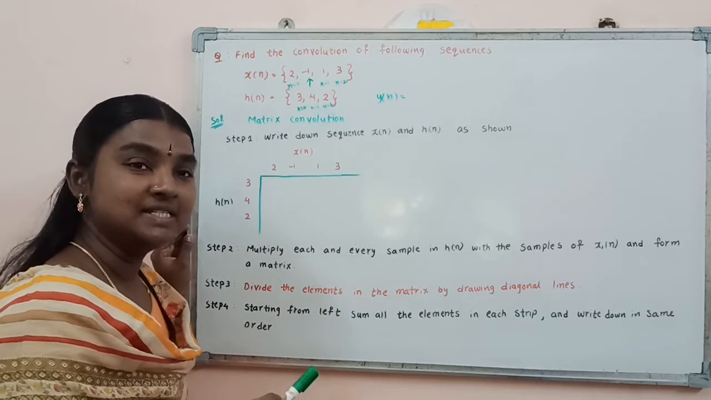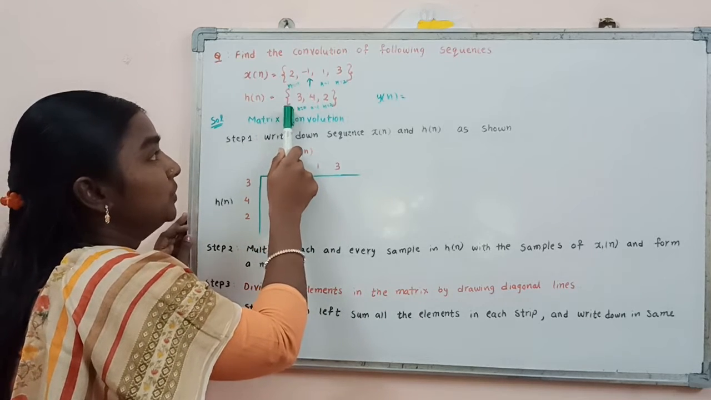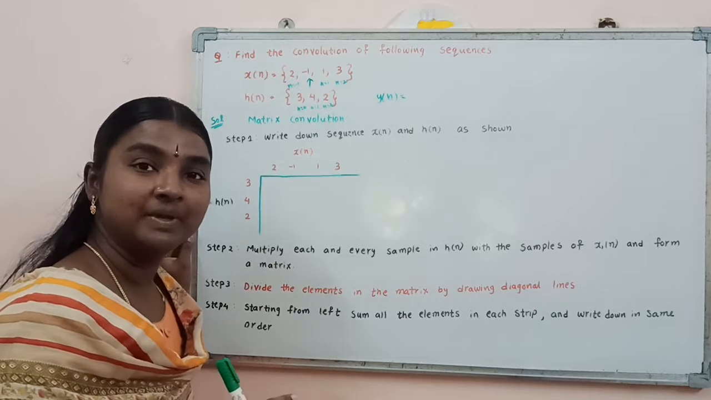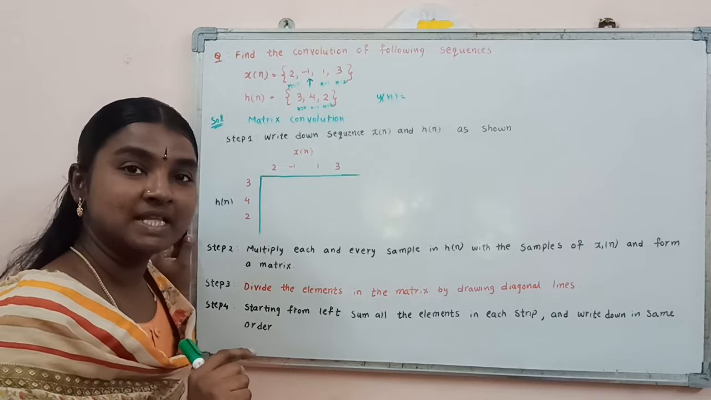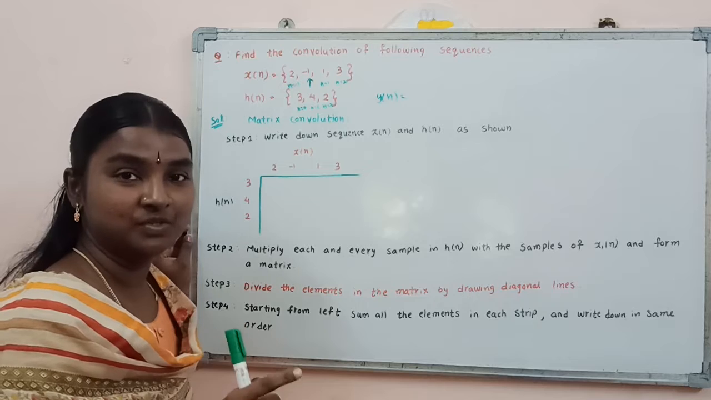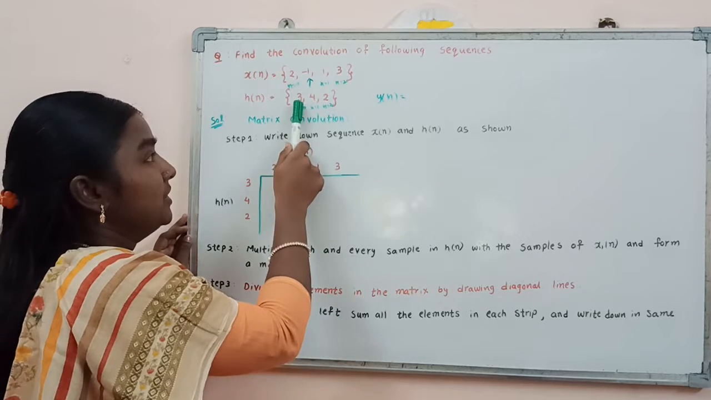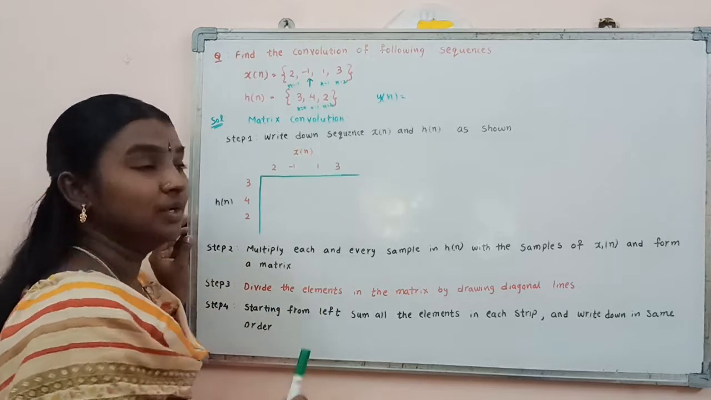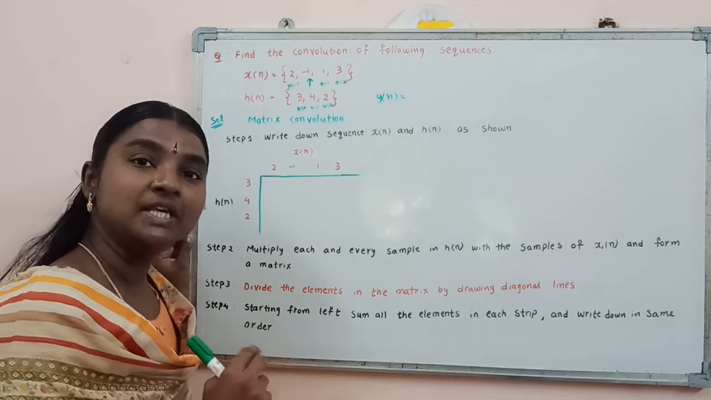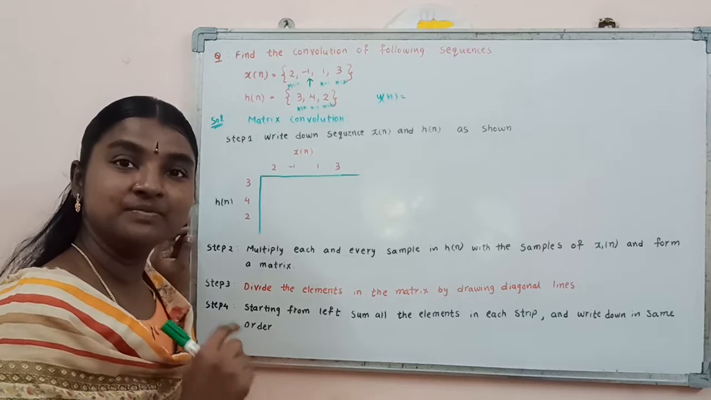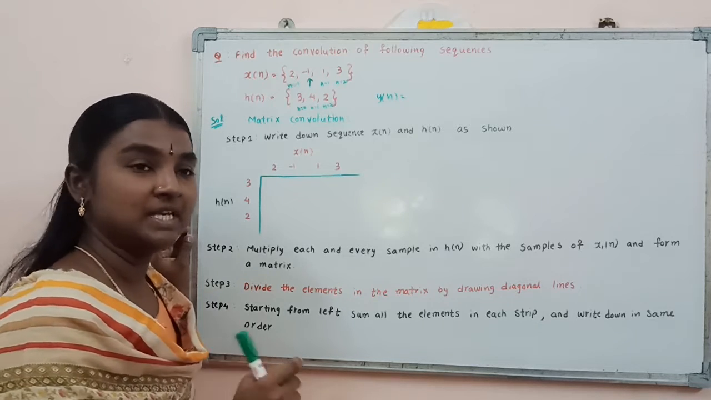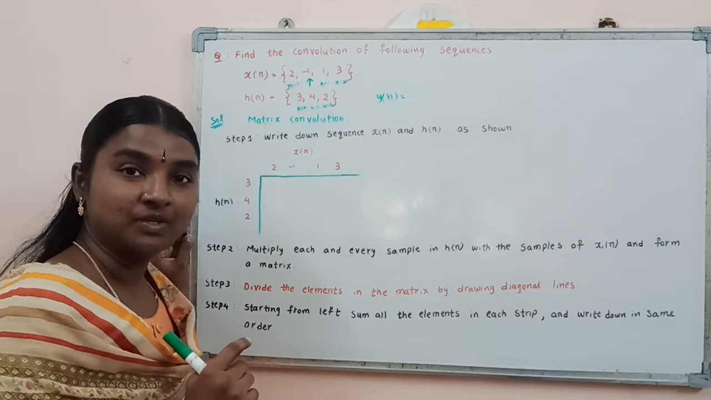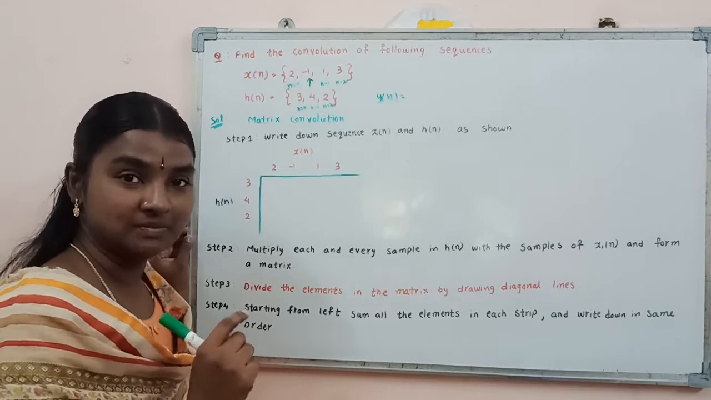Now coming to the other sequence, h of n is equal to 3, 4, 2. Here the arrow is not mentioned, which means the first amplitude is at the time instant n equal to 0. So 3 is the amplitude at n equal to 0, 4 at n equal to 1, 2 at n equal to 2. Based on these two discrete time sequences, we need to find the output sequence y of n. By considering matrix convolution, we have to follow some steps.